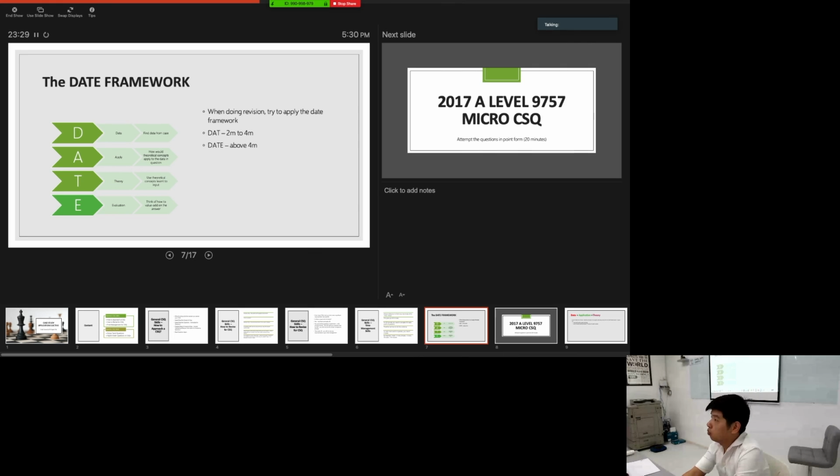But for today, I just want to focus on one framework, the D.A.T.E framework. This is the one framework you must know for case studies. D.A.T.E is a framework that you can apply to all questions in a case study as a general guideline. You can apply this D.A.T.E framework for almost all questions in a case study.